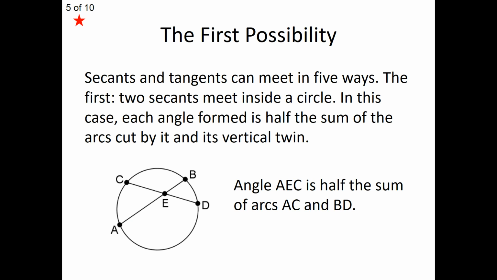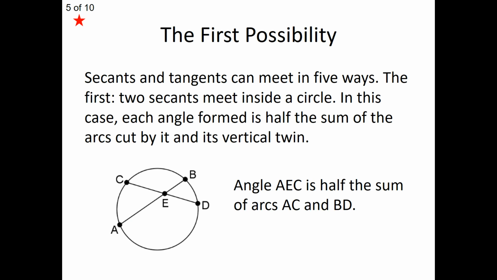Now here's what we're going to prove. In this case, with the intersection of the two secants on the inside, each angle that's formed at that intersection is then half the sum. So follow along with me. It's half the sum of the arcs cut by it and its vertical twin.